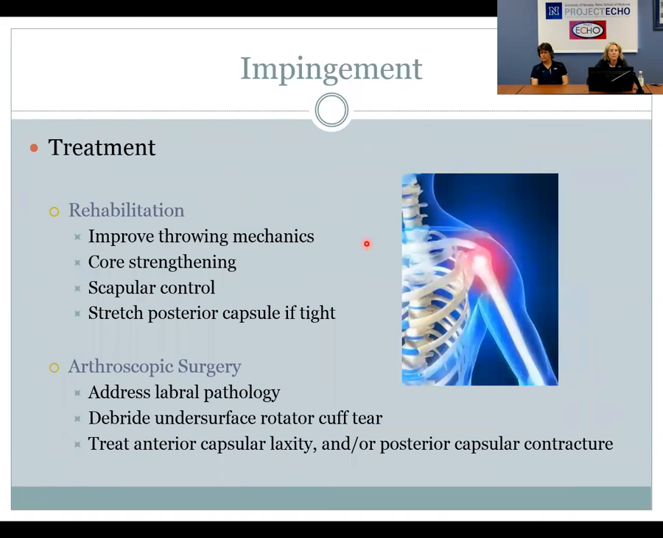So our treatments: improve and optimize our throwing mechanics, work on core strengthening, scapular control, and stretch the posterior capsule if it's tight, because this can lead to increased internal impingement. We really rarely, if ever, take these patients to surgery, unless, again, they have failed a long course of non-operative care. At that time, typically any labral pathology will be addressed, as well as undersurface rotator cuff pathology. Usually this involves a debridement, but it's really the rare patient with impingement, whether it be subcoracoid, subacromial, or internal, that goes to surgery, especially during their athletic career.